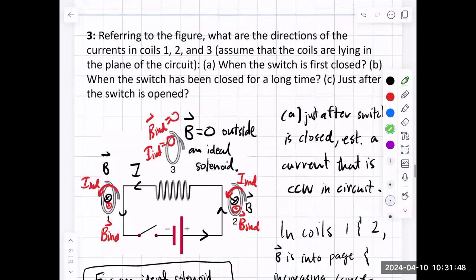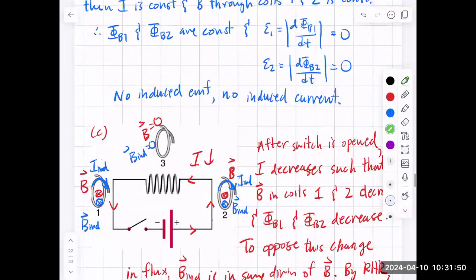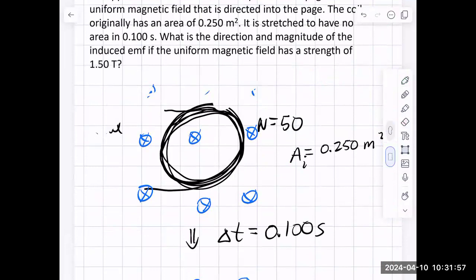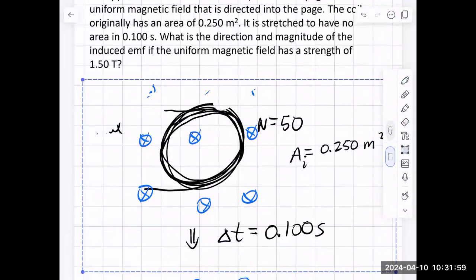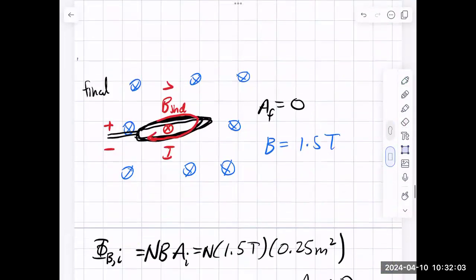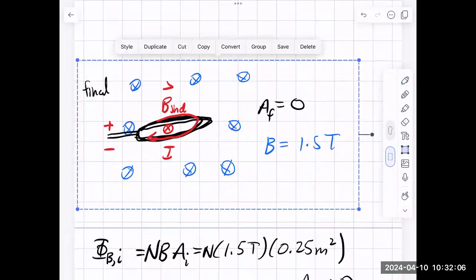Let's see if we can find a question that is quantitative, so we can actually do a calculation. So let's see, I'm going to try to get rid of all of this. And we'll get rid of this.